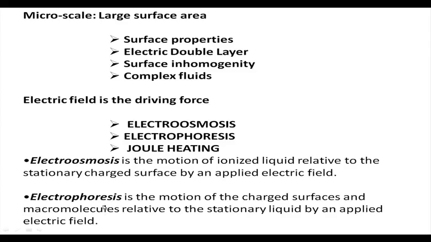Now, as I mentioned before, at this microscale there is a large surface area, so surface properties dominate in this kind of transport phenomena. One of the surface induced phenomena is the creation of the electric double layer. Then there is surface inhomogeneity: you can have different materials in the surface composition, and roughness of even a molecular dimension can also change the scenario.